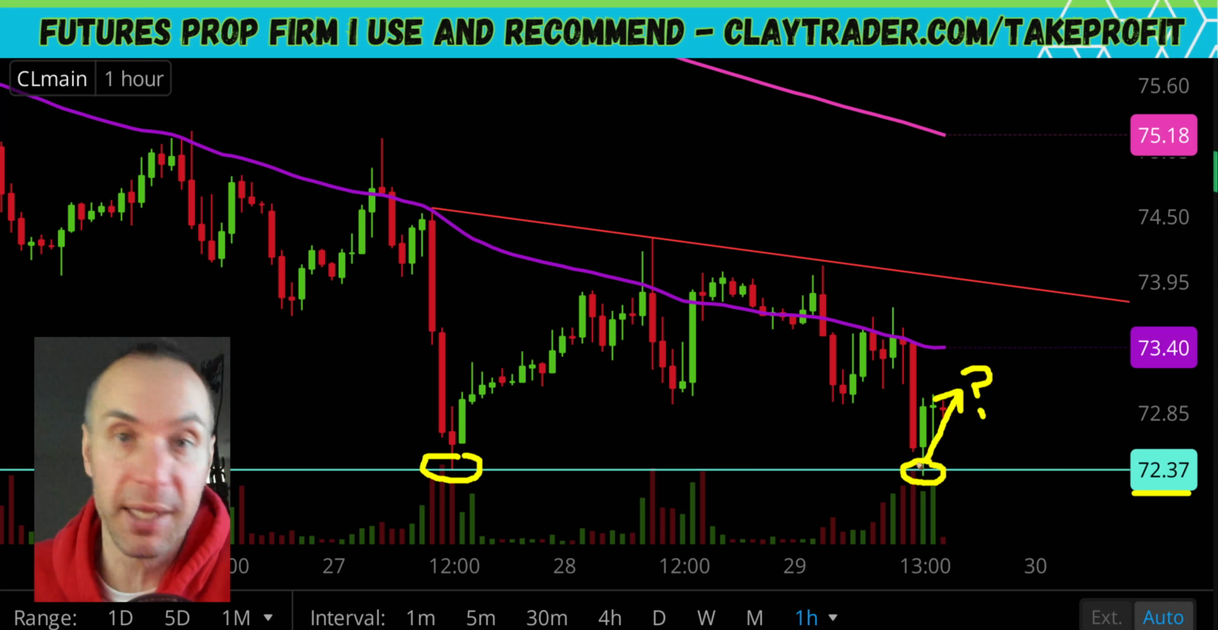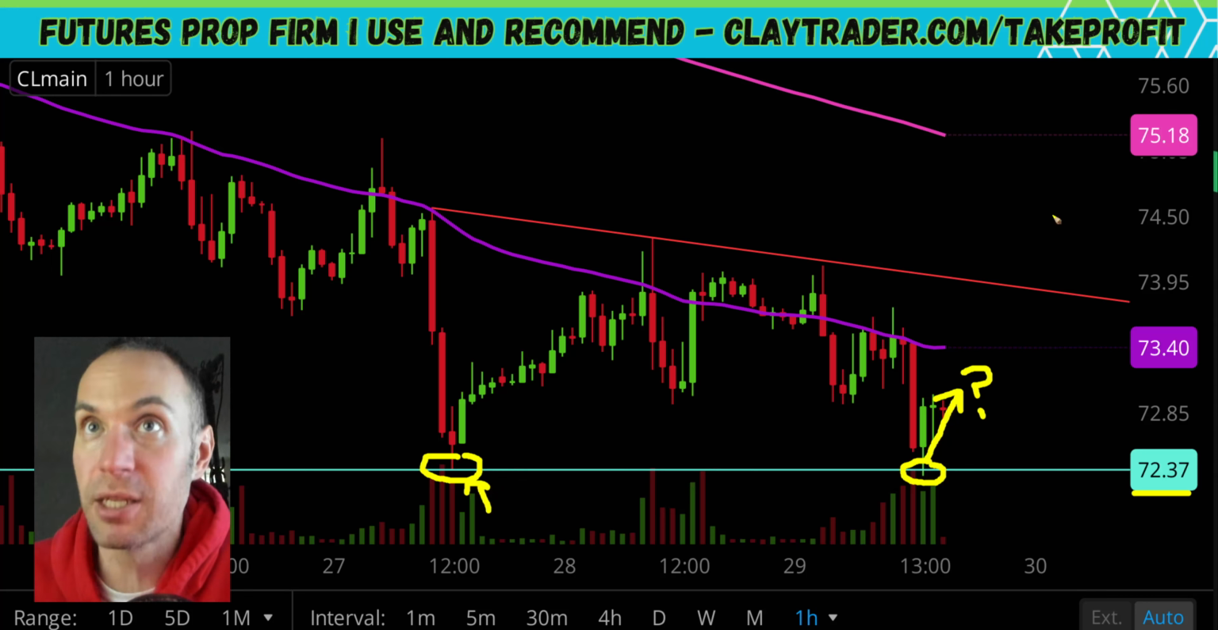Now, there's no guarantee that it's going to double bottom and get more continuation, but so far so good. Step one has been completed. It did respect the previous low right there. Now it's all about step two. Is it going to get more momentum?